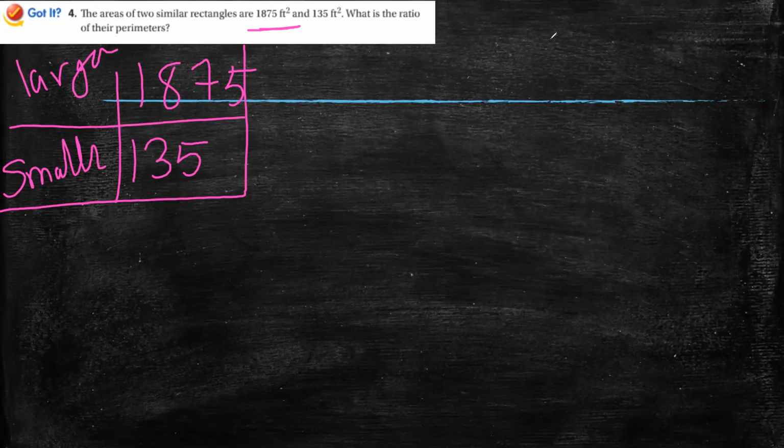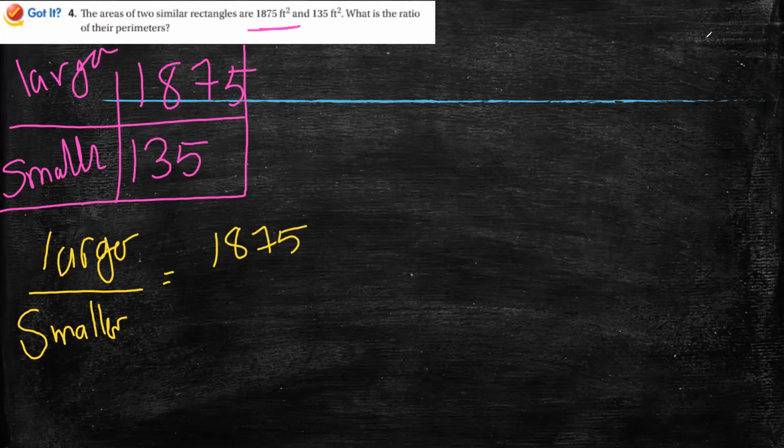Now then, the second step. He asked me to find the ratio of the parameters. Since now I have the areas, so I'm talking about A squared over B squared. Let's write it as larger to smaller. The larger here is 1875 over 135. This is the ratio of the areas. The ratio of the areas, as we said, is A squared over B squared.